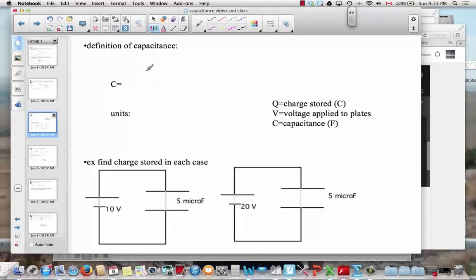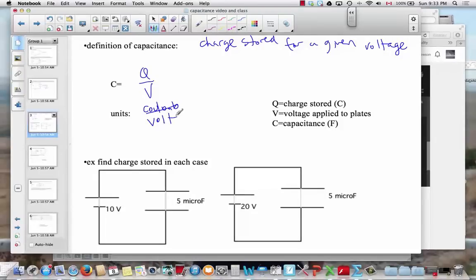Now, we're going to define capacitance then as the amount of charge stored for a given voltage. So it's a ratio then. It's charge stored for a given voltage. And the units then will be coulombs per volt. And a coulomb per volt is called a farad, named after Michael Faraday. Okay, so that's our definition of capacitance then.